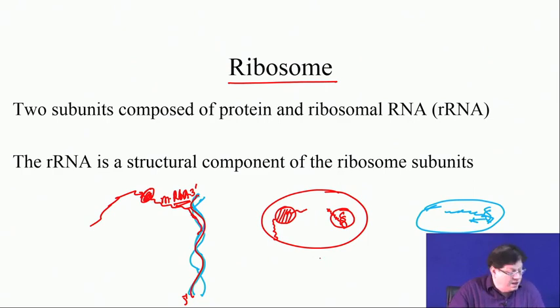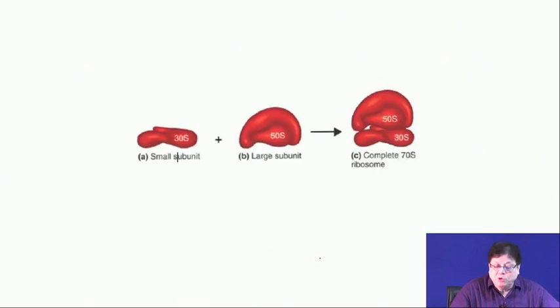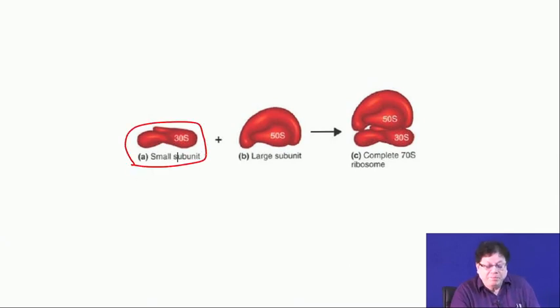First, let us talk about the prokaryotic system. Now, what is the ribosome? How does it look like? Ribosome, actually basically there are two components of ribosome, two subunits. One is called a small subunit, which is the 30S subunit.